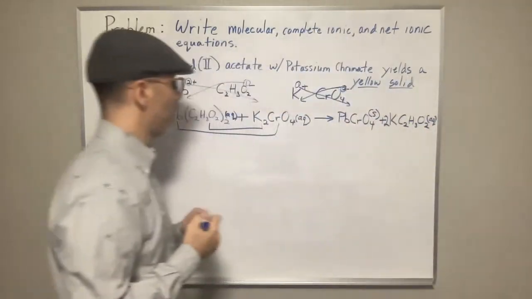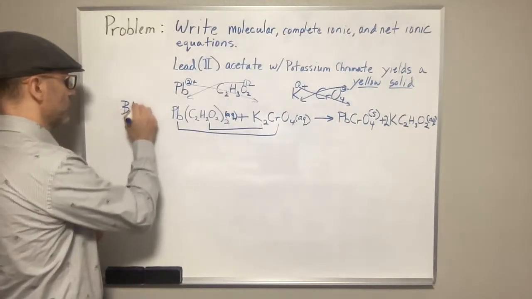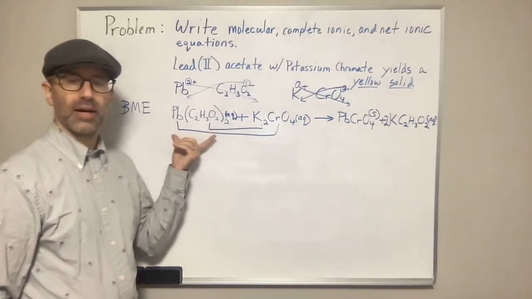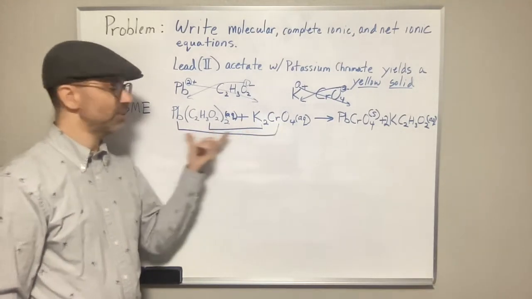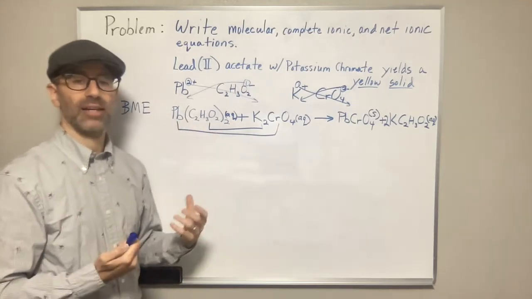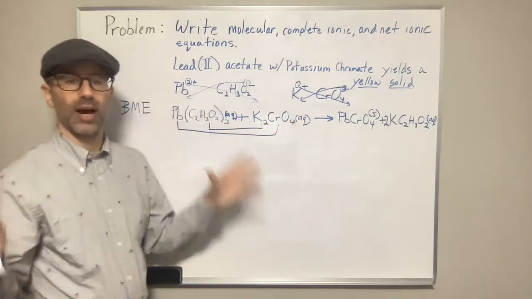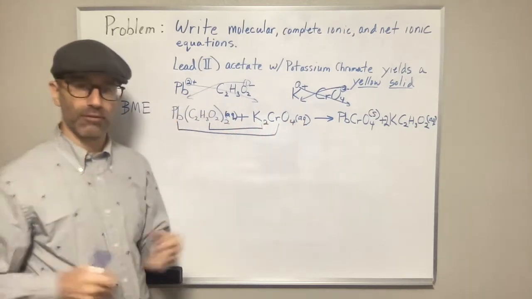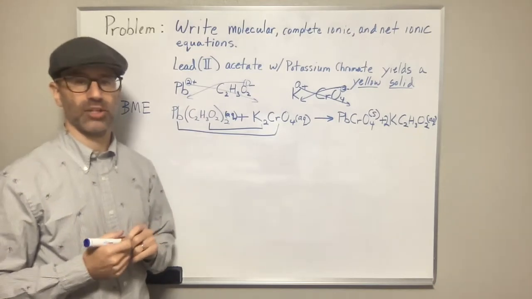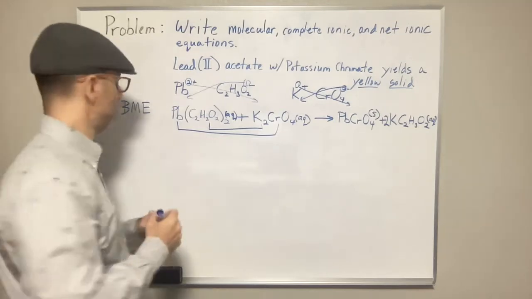Okay, so now that we have our balanced molecular equation, why is this a molecular equation? Because we're writing our ionic substances as if they're molecules. We're putting the formulas together. But in reality, ions in the aqueous state are floating around doing nothing. They're separated from each other in reality. So that's where the complete ionic equation comes in. That's where we're going to separate out the ions.